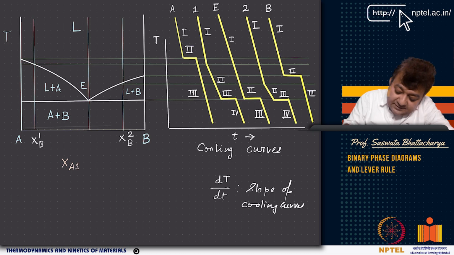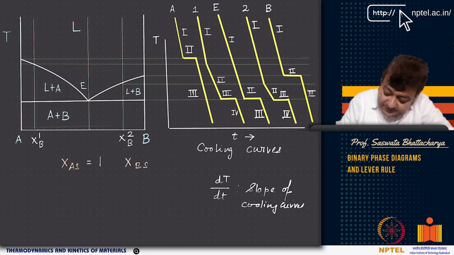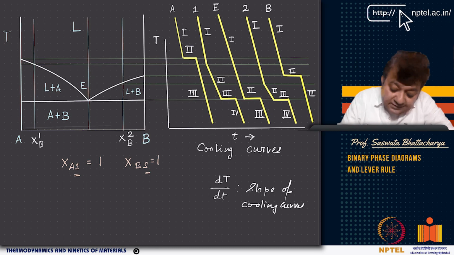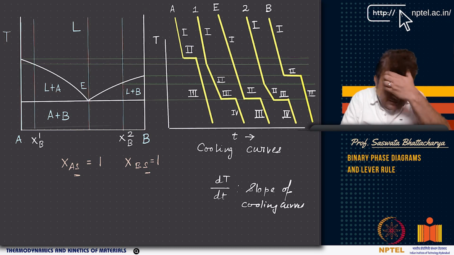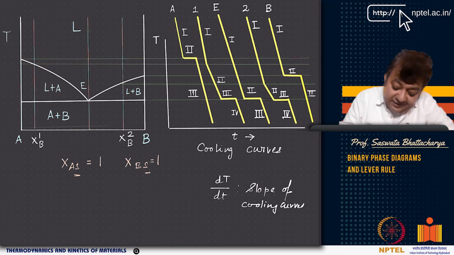So XAS equal to 1, XBS equal to 1, that is in the solid state. This is the solid state, right? But in liquid you have infinite solubility, right? In liquid there is a complete mixture of A and B.